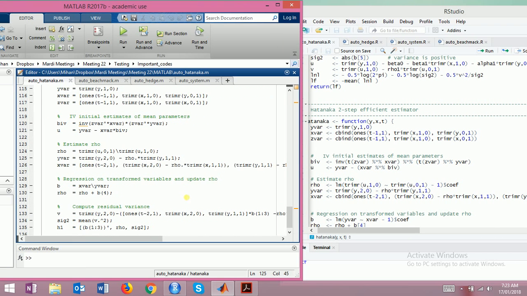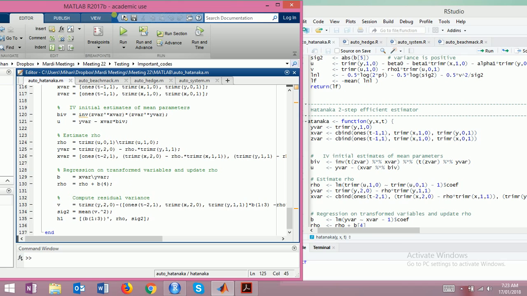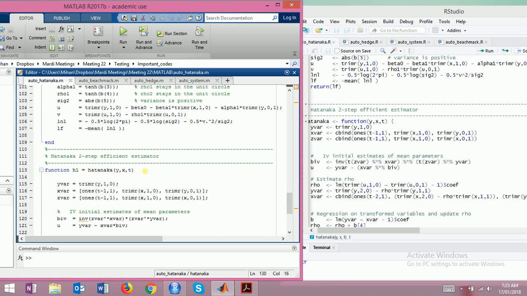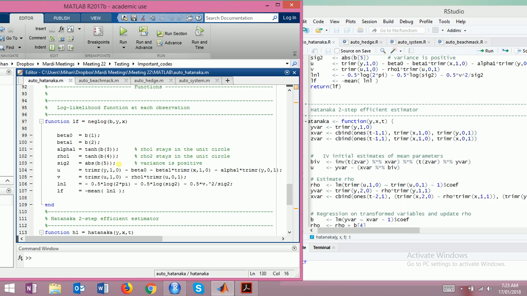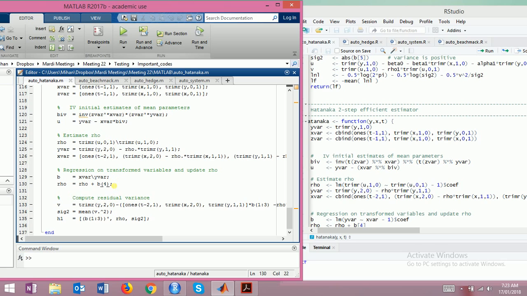This is exactly the same thing, no change at all. So regression on transform variable and updating of rho. So you have x bar and y bar, so you regress them to get b, and then rho gets updated. Rho is rho plus b4, which is rho itself. Then we compute the residual variance after updating rho.